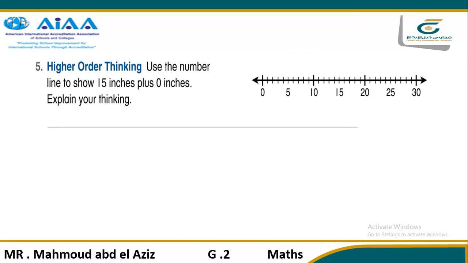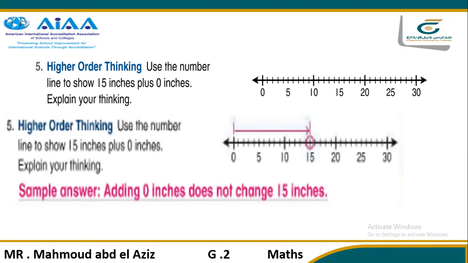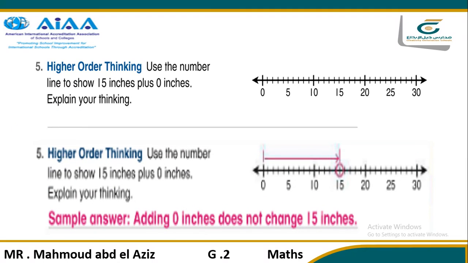With another question. Use the number line to show 15 inches plus 0 inches. Explain your thinking. Remember, we said before, any number plus 0 equals the same number. If I said 5 plus 0 equal, excellent, equal 5. So 15 here, 15 plus 0 equal 15, the same number. So adding 0 inches doesn't change 15 inches, but we want to represent it on number line. So we will start from 0 to number 15.